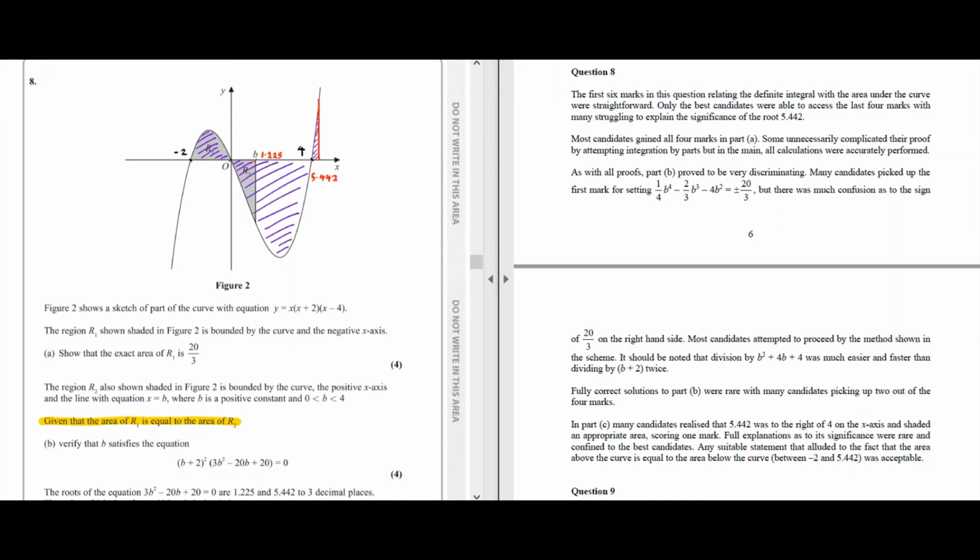In part C, many candidates realised that 5.442 was to the right of 4 on the x-axis and shaded an appropriate area, scoring 1 mark. Full explanations as to its significance were rare and confined to the best candidates. Any suitable statement that alluded to the fact that the area above the curve is equal to the area below the curve between -2 and 5.442 were acceptable.